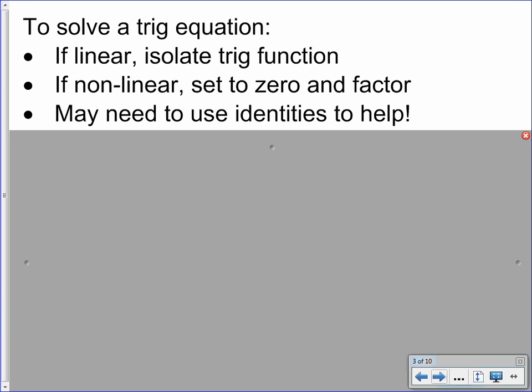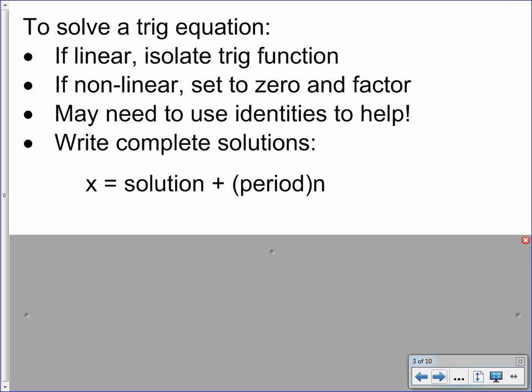Once you get to the point where you're at sine of x equals 1/2, or cosine of x equals 0, or tangent of x equals negative radical 3, you're going to have to think about the angles that satisfy the equation. And then we're going to write the solutions based on all of the different solutions that can happen. So this is how I would like you to do that.